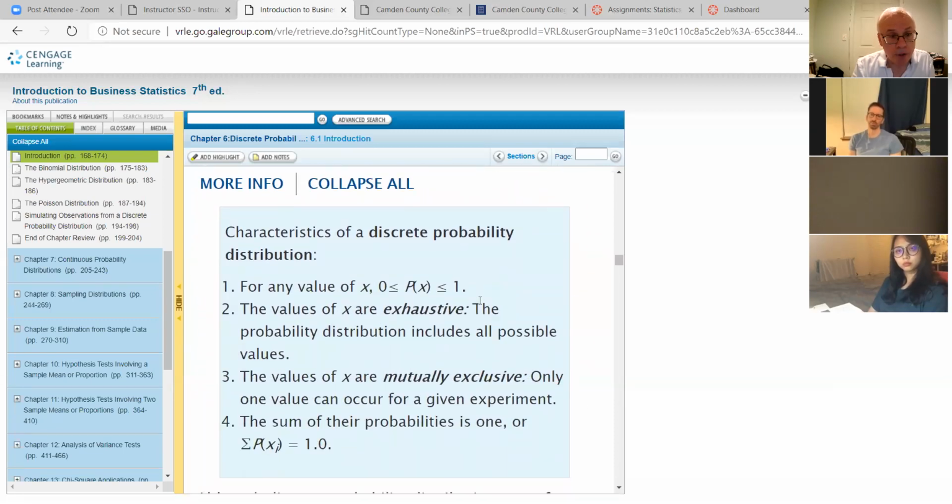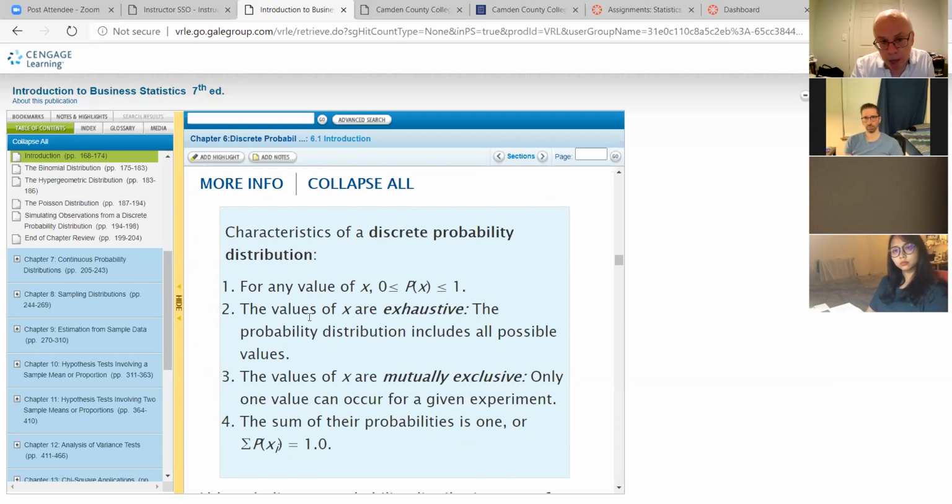And then here are some characteristics of a probability distribution, which I mentioned before. For any value of x, the probability obviously has to be between 0 and 1. And the values of x are, and they're using kind of a fancy term here, exhaustive. That means you've included all possible values of that random variable. And that they are mutually exclusive from one another. That's why you can add them. There's no common elements between each of those values. It can only occur once in a given experiment. And of course, the sum of all these probabilities equals 1.